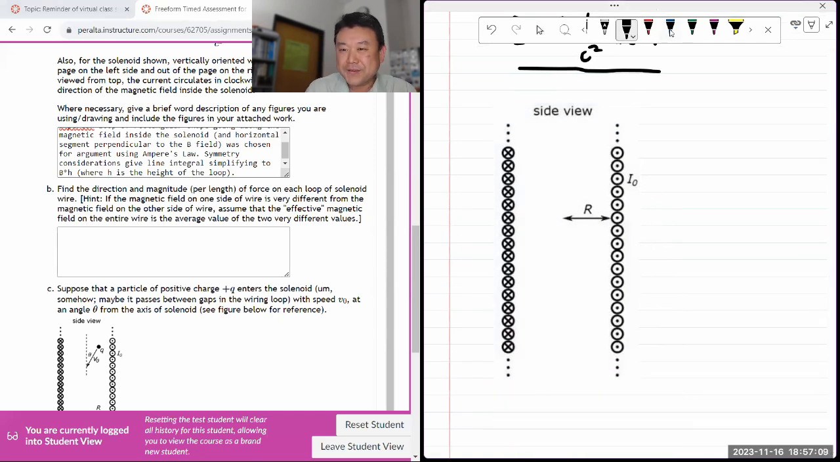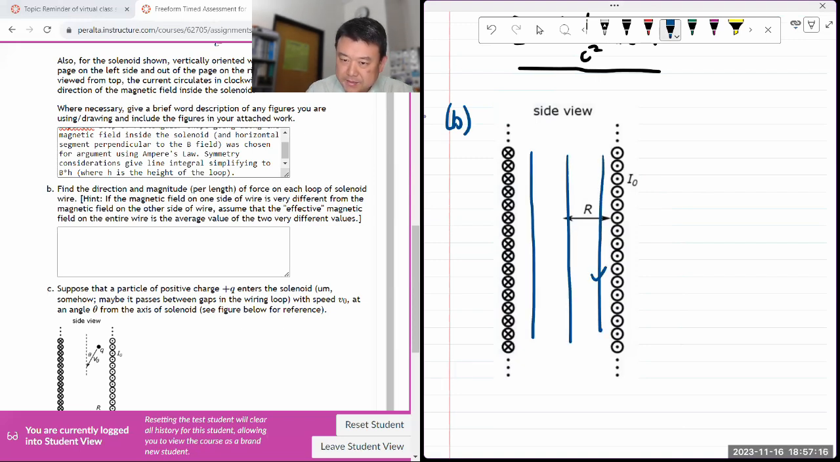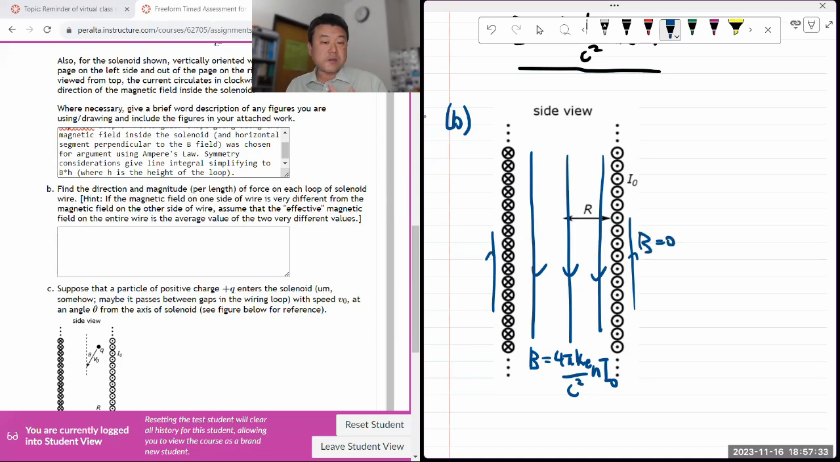So let me start with this. I have this magnetic field, and inside the field within the loop, B is what I derived, 4 pi ke over c squared and I naught. Now, immediately outside, where the magnetic field could have been going the other way, the magnetic field is actually zero. So there's this legitimate question of what is the effective magnetic field along this point, where there's an abrupt transition from this value to zero.